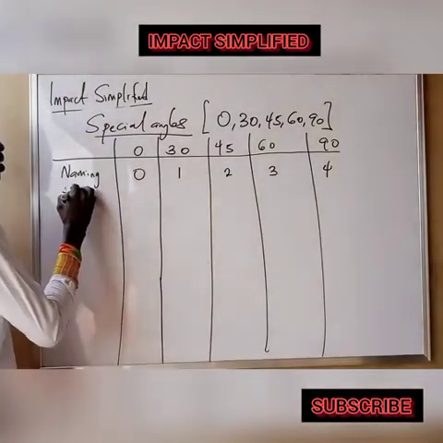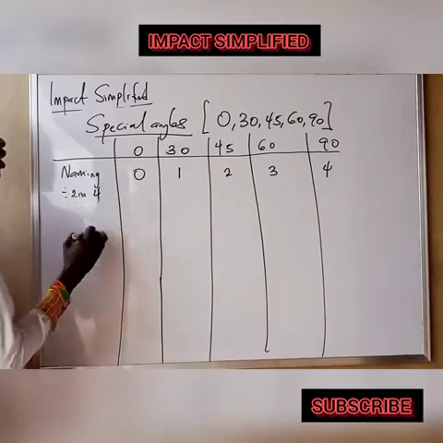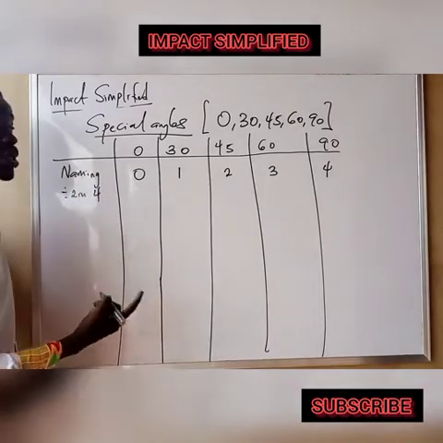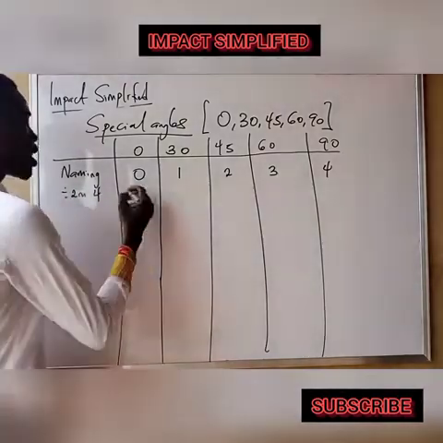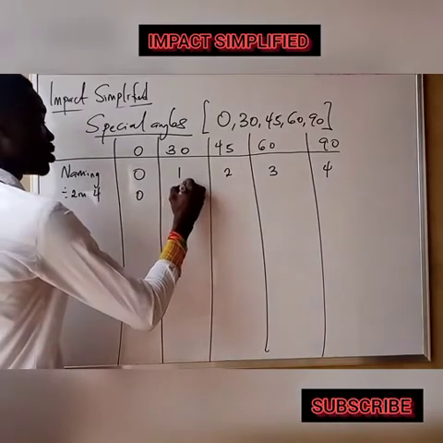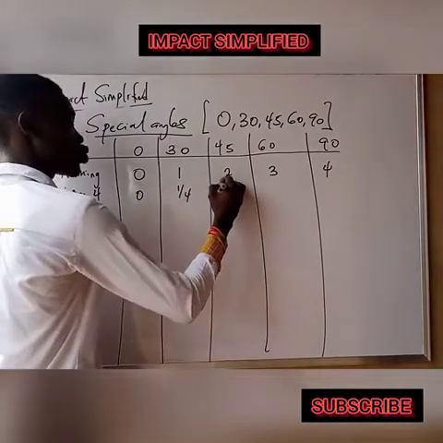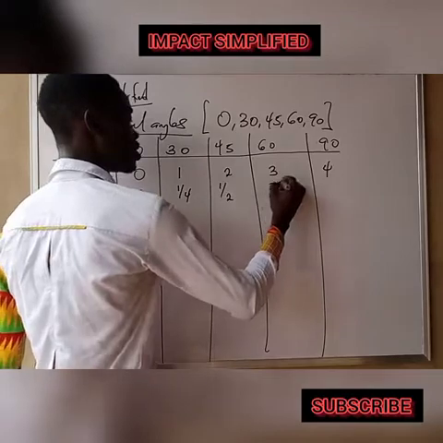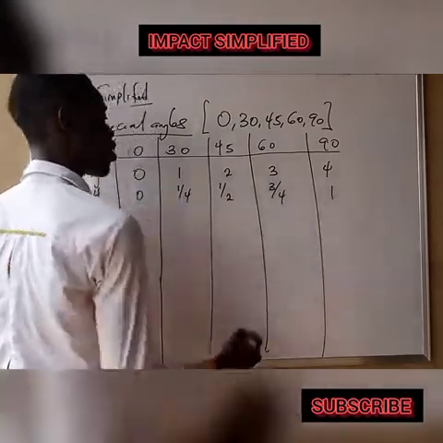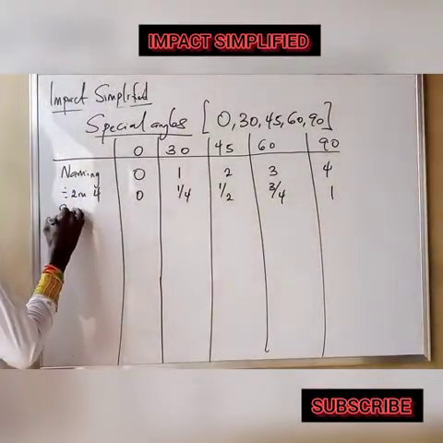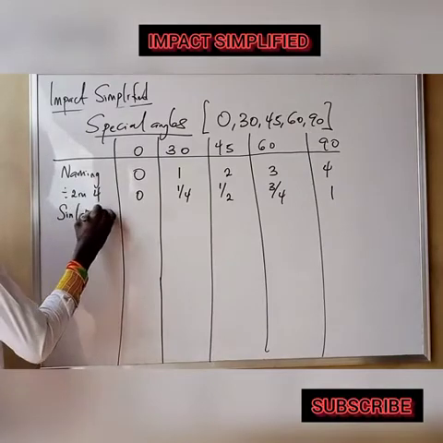After the naming, the principle is asking us to divide through by 4, though it's actually a shortcut. If you divide through by 4, 0 over 4 gives us 0, 1 over 4, 2 over 4 gives us 1 over 2, 3 over 4, and 4 over 4 gives us 1. And then after dividing through by 4, sine will now come in.